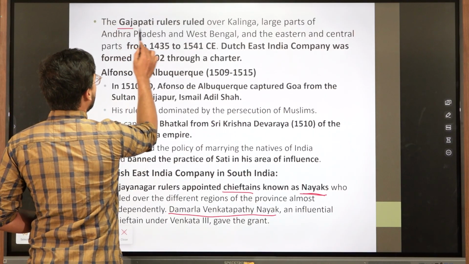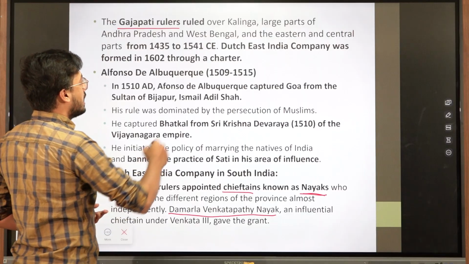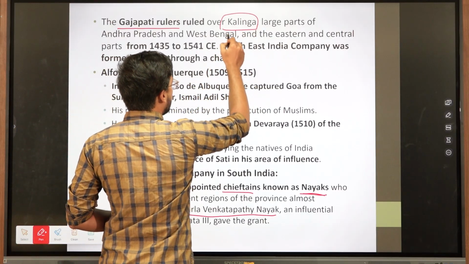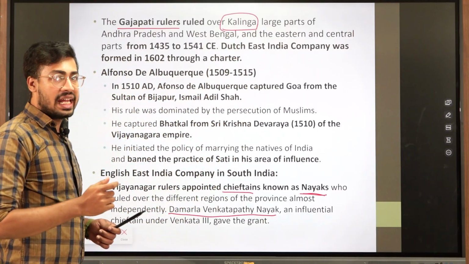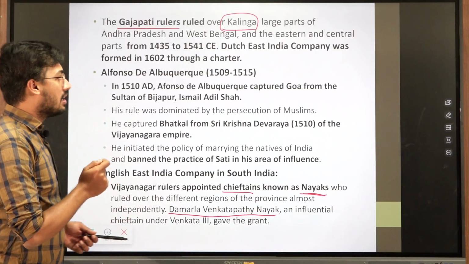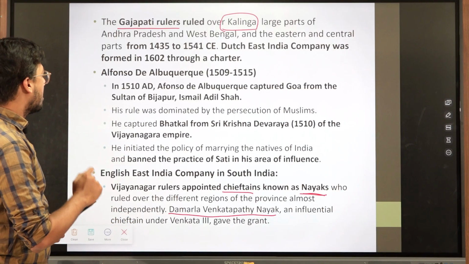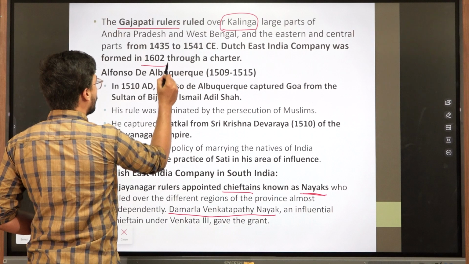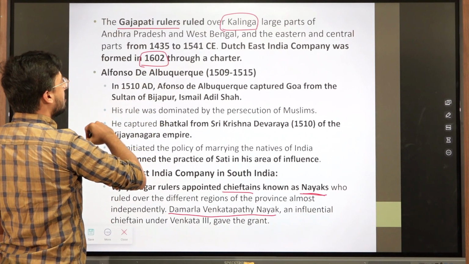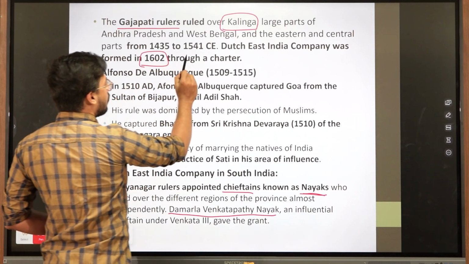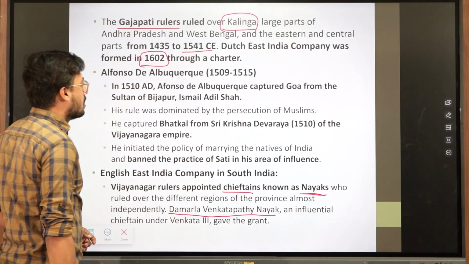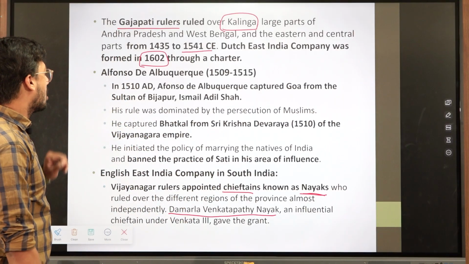And like I said, the Gajapati rulers ruled over parts of Kalinga. So idu ಗೊತ್ತಿರಬೇಕು. Gajapati rulers ಅಂತ ಗೊತ್ತಿರಷ್ಟೇ ಅಲ್ಲ, timeline ಮತ್ತೆ ಎಲ್ಲಿ ರೂಲ್ ಮಾಡಿದ್ರು ಅನ್ನೋದು ಗೊತ್ತಿದ್ರೆ it is very good to eliminate options. The Dutch East India Company was formed in 1602, and most of the Gajapati rule had been finished by 1541. So that's why option 1 was wrong.